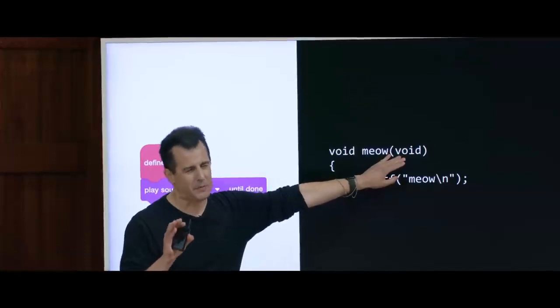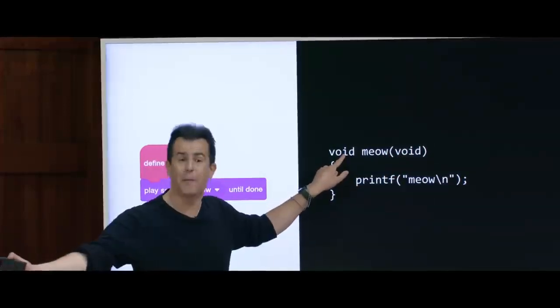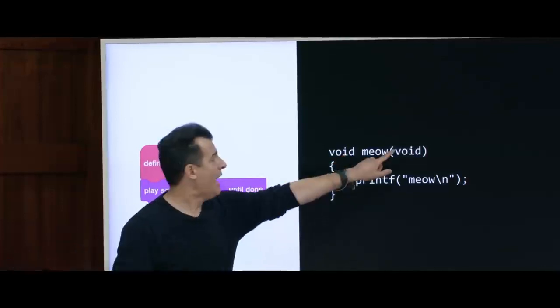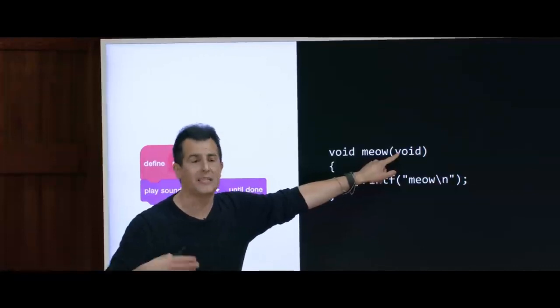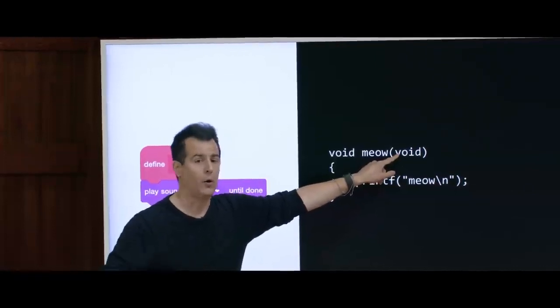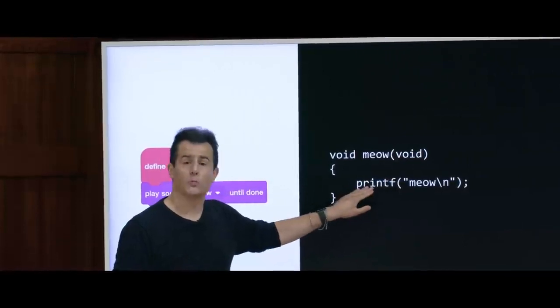And technically what this means is that this function has no return value. It doesn't hand you anything back like getString or getInt. And the void in parentheses means it takes no inputs. It only meows. You don't have to tell it how to meow. It's just going to meow. So no arguments, so to speak. This literally just prints out meow.